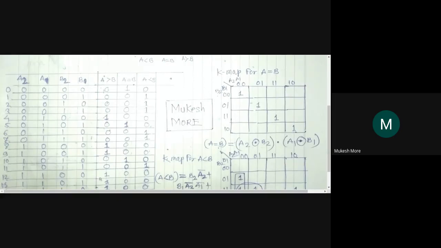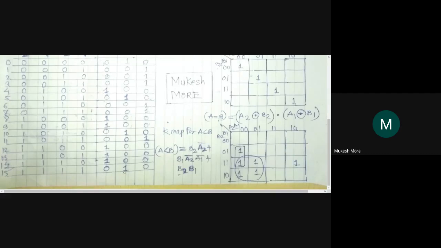12th entry, 1 1 0 0. So A is greater, B is lesser. 1 1 0 1, A is greater, B is lesser. Okay. Then next 13th entry, 1 1 0 1, A is greater, B is lesser. 14th entry, A is greater, B is lesser. And last entry, 1 1 1 1, both are equal, so I am writing 1 here.